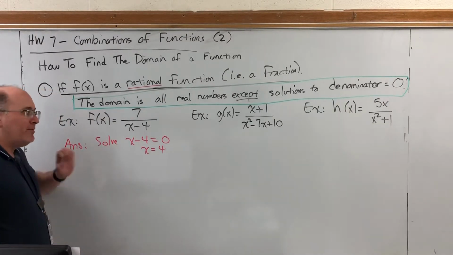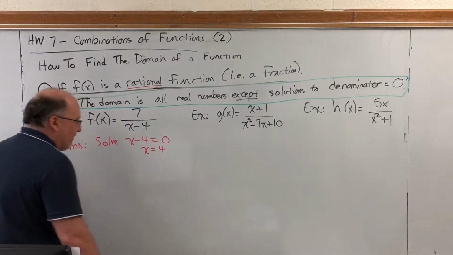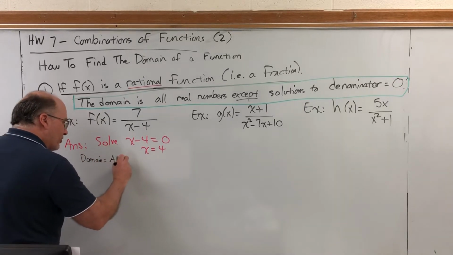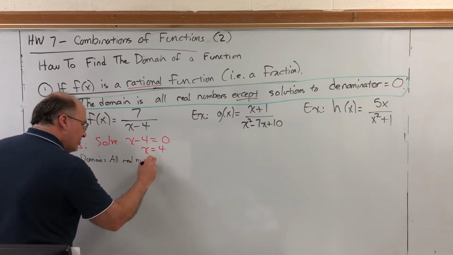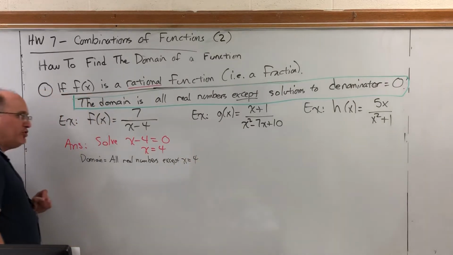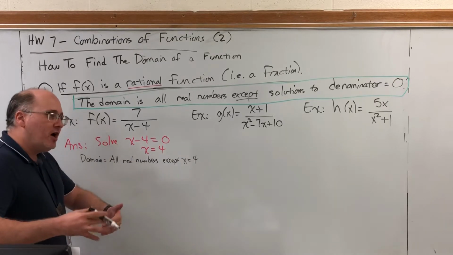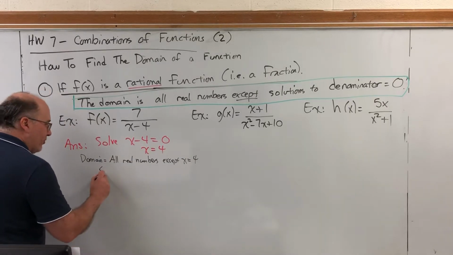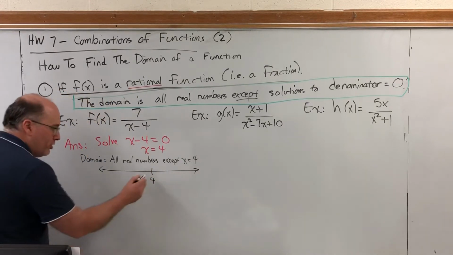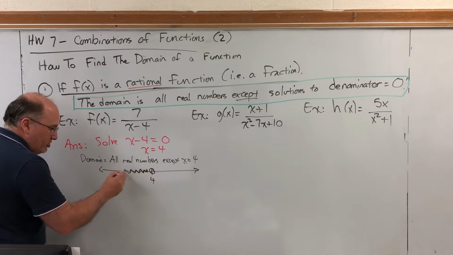In the homework, you are going to be asked to write your domains in interval notation. So to write the interval for everything except 4, which is what the domain is, all real numbers except x equals 4, how would you write that as an interval? Well, remember, an interval is just a description of a shaded in number line. If we were to draw a number line for all real numbers except 4, I would go to the number 4, remove it, so I'll put an empty circle there, and I want to shade in everything else.